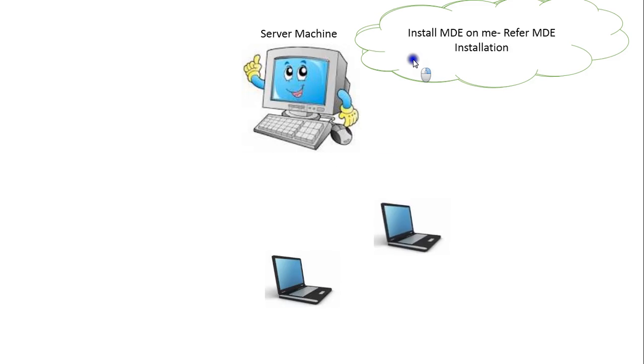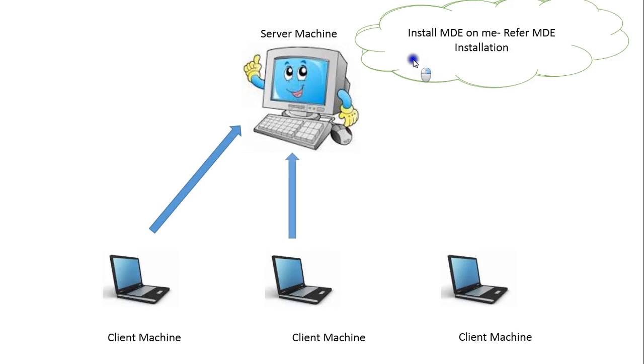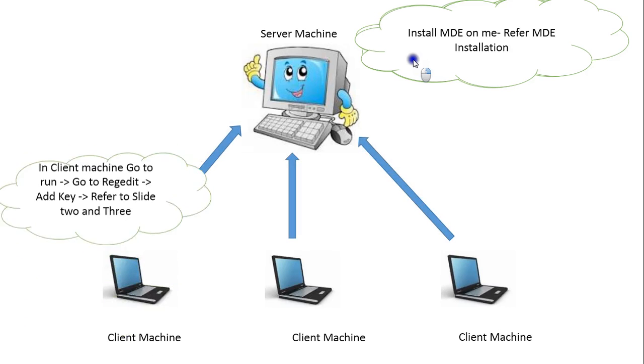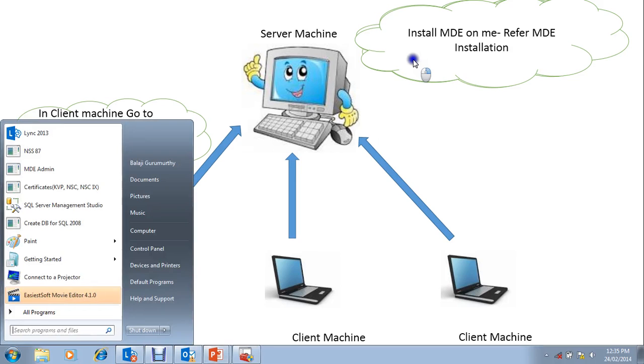Now we go to the client machine settings. The client machines are connected to the server machine, and in the client machine you have to do the following steps. In the server machine, we are changing the configuration, the server management configuration, and in the client machine we are doing a change in the registry edit to tunnel the connection to the server machine. How do we change the reg edit? That I'll show you now.